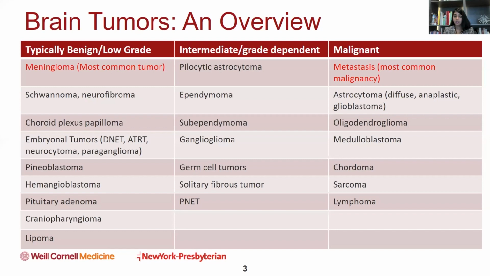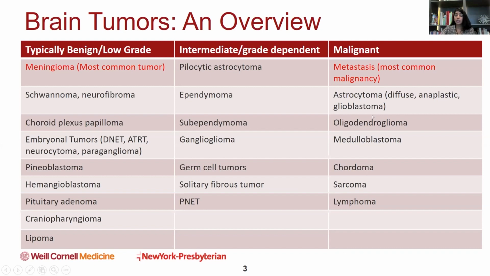Benign doesn't mean that it doesn't cause problems. Benign pathologies can cause a significant local mass effect. They can be very invasive and be major problems. But when we talk about benign and malignant, we're really talking about how aggressive it is and its metastatic potential.